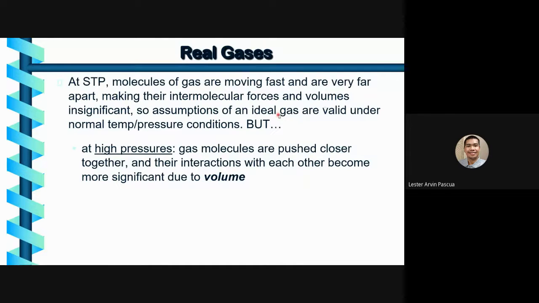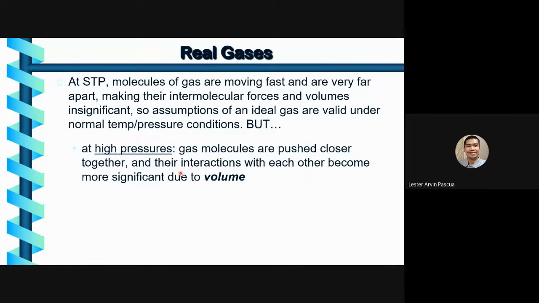So, assumptions of ideals are valid under normal temperature. But at high pressures, ang gas molecules mo are pushed closer together. Balik na rin natin. Kasi di ba kanina pinag-uusapan natin, sabi ko, na kapag mababa ang pressure at mataas yung temperature, nagmumukhang ideal gas yung real gases mo. So, ano ba yung epekto kapag binaliktad mo yon? Paano kapag mataas yung pressure at mababa naman yung temperature?